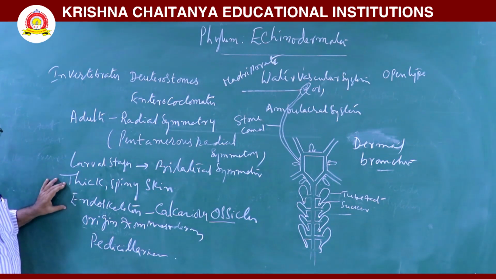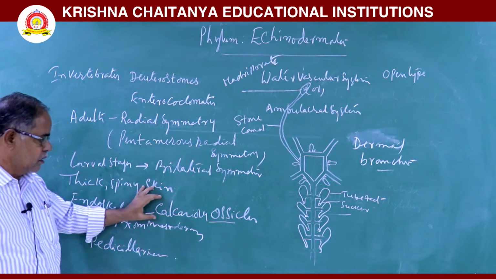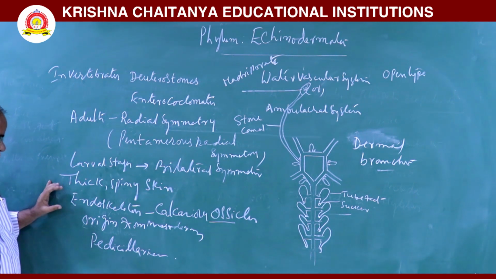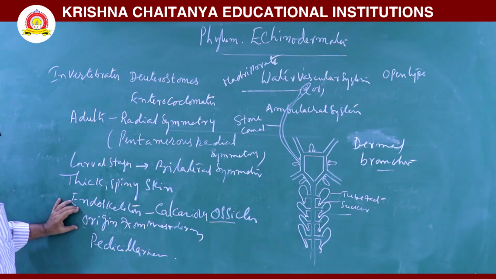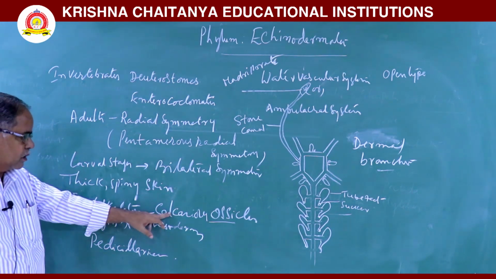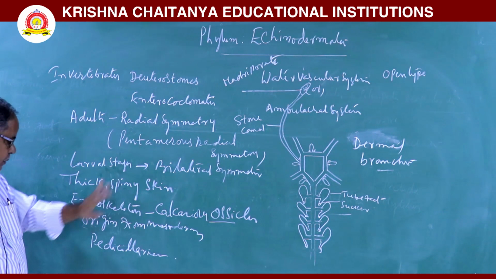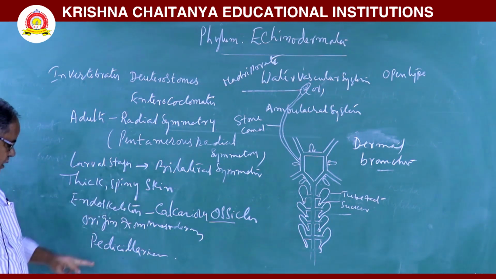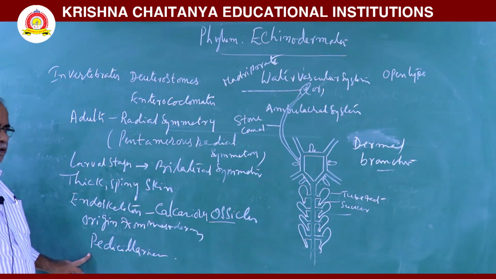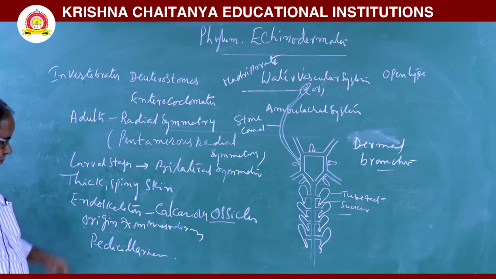This endoskeleton is made up of calcareous ossicles. This endoskeleton originates from the mesoderm. These calcareous ossicles give support to the spines. Next, some spines are modified into pedicellariae, that is forceps-like or scissors-like structures. They are used to capture food, for defense, and also to clean the body surface.